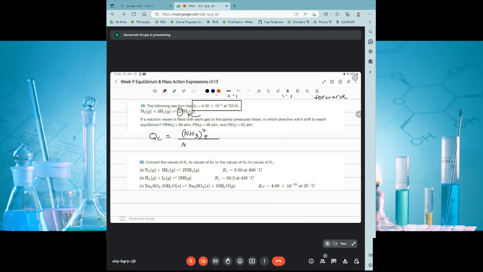So we have N2 gas, and then multiply by the hydrogen gas, and that'll be raised to the third power because of its coefficient as well. And so after plugging in all of these pressures, we will find the QC value. And so let's do that right now. So we have 93 for NH3 squared, and then divided by N2, so that's 48, multiplied by H2, raised to the power of 3.